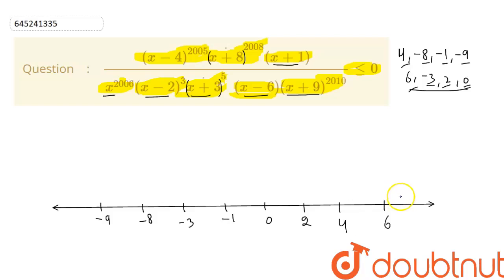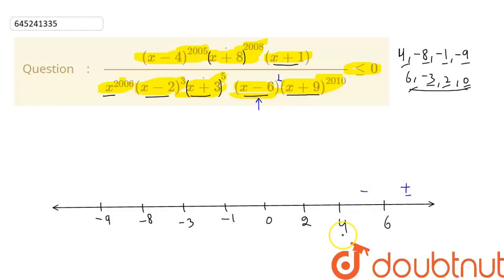Now according to the wavy-curvy method, we will always have the positive sign after this 6, that is, after the first critical point. Now let us check whether this positive sign changes at x equals 6 or not. So here we got the critical point 6 from this term, and the power of this term is odd. So we can say that the sign will change because the power is odd. So here we have the minus sign.